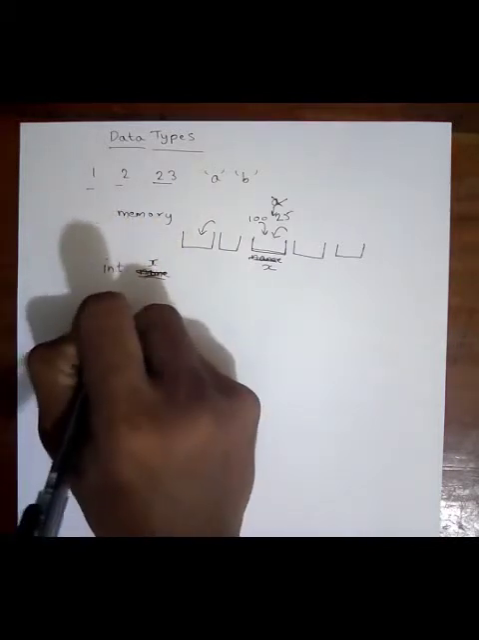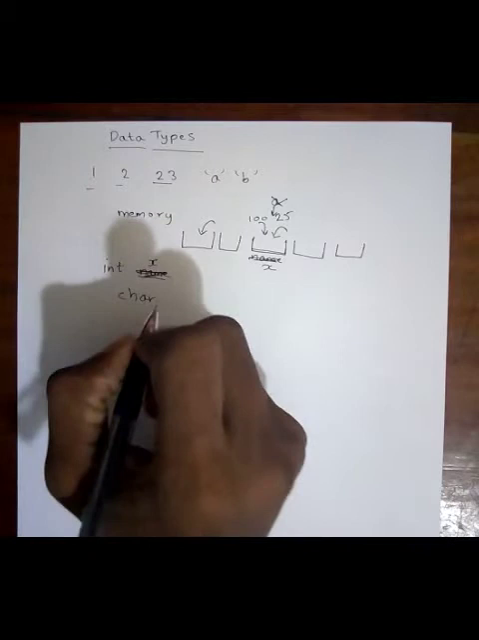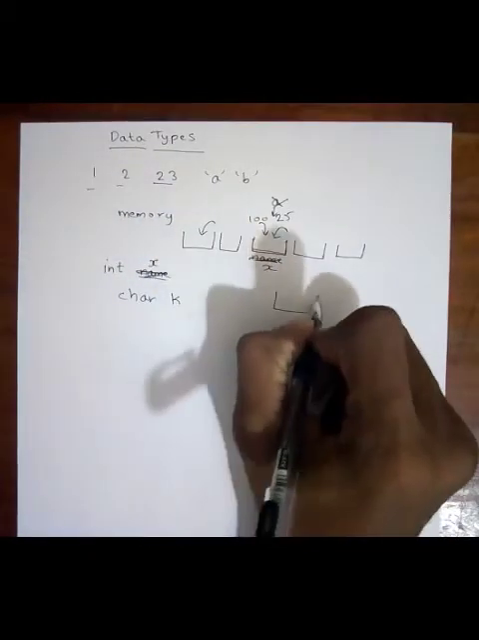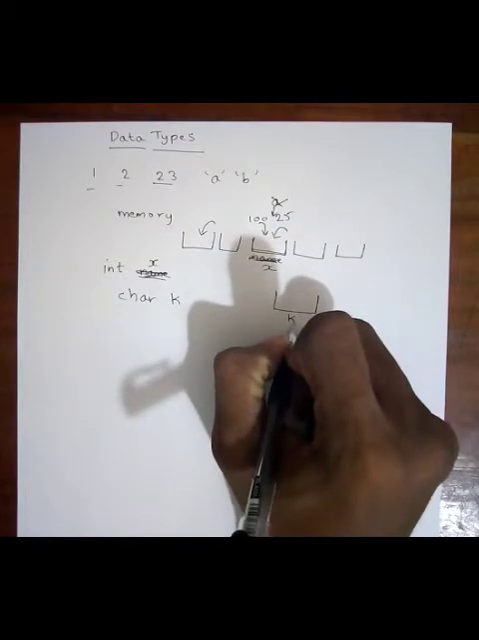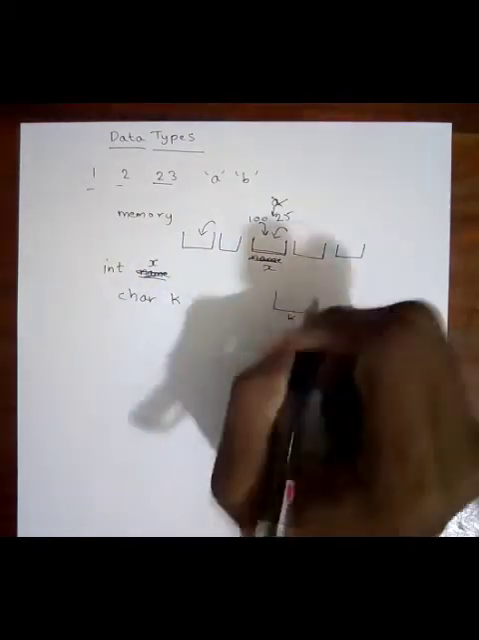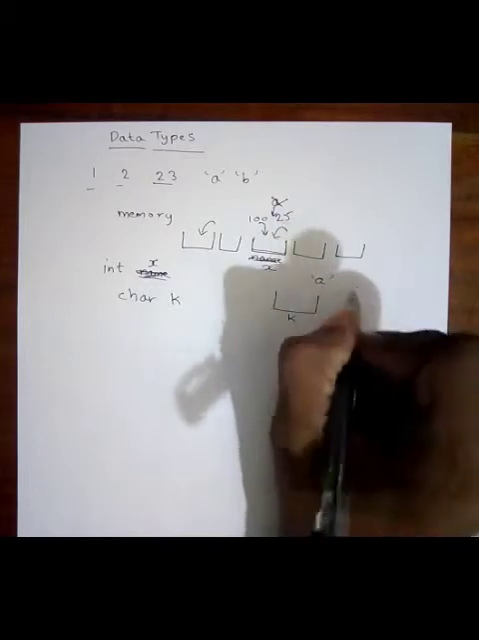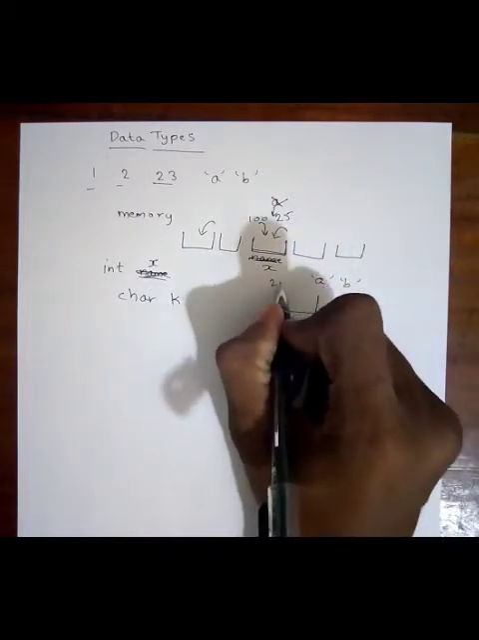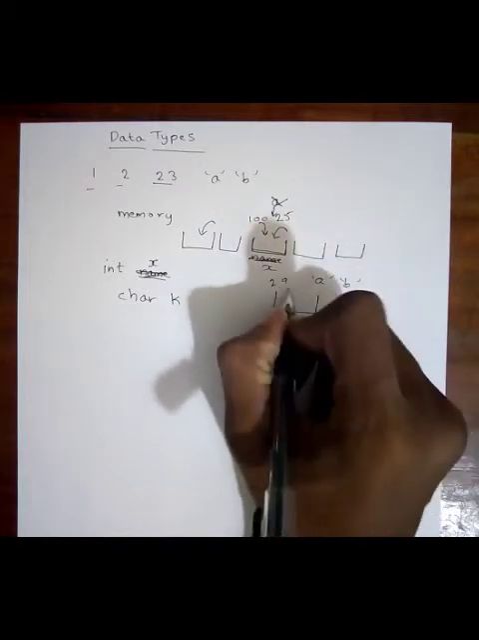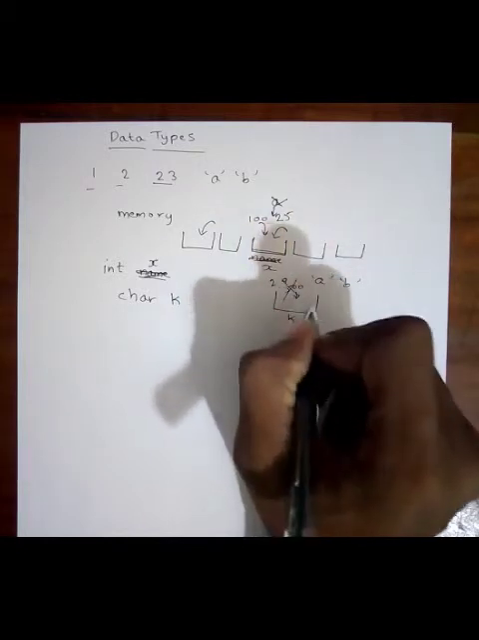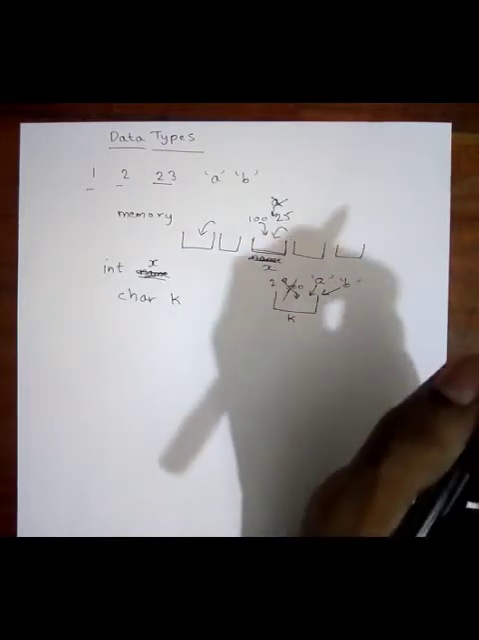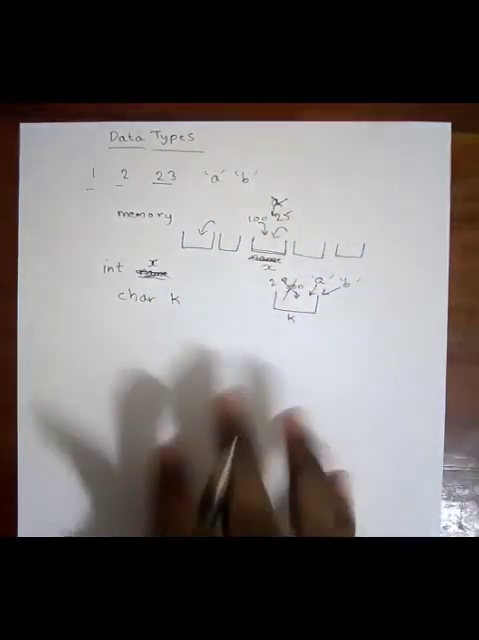For example, char k. That means a box, we gave it the name k, and inside it we can only put characters like a, b, etc. And numbers like 29 or 500 cannot go inside. Only characters could go inside this box. So this is the basic idea of data types.